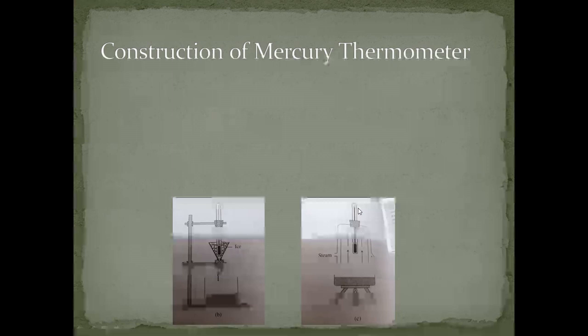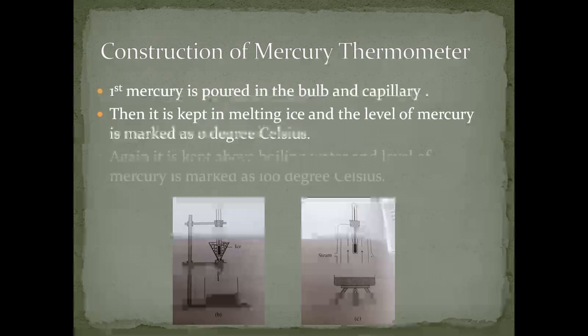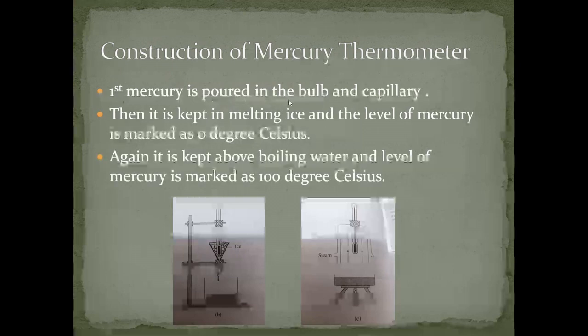So when we are measuring temperature, when the mercury rises to this point, it means that it is at 100 degrees Celsius. And since the expansion of mercury is uniform over the range of temperature, we can divide this whole section with equal markings to denote different temperatures. So this is how we make a thermometer. I hope you understood it, and I have just made it pointwise so you can take a look at it. First, mercury is poured into the bulb and capillary, then it is kept in melting ice, and the level of mercury is marked at 0 degrees Celsius. Again, it is kept above boiling point and the level of mercury is marked as 100 degrees Celsius. So this is how you make a thermometer.